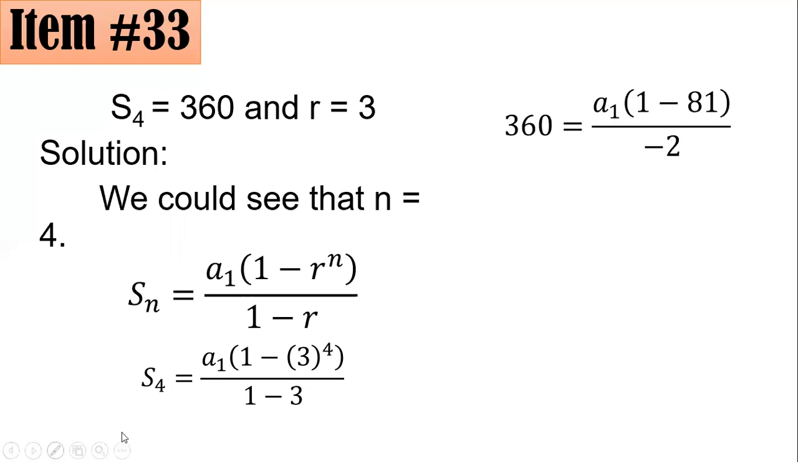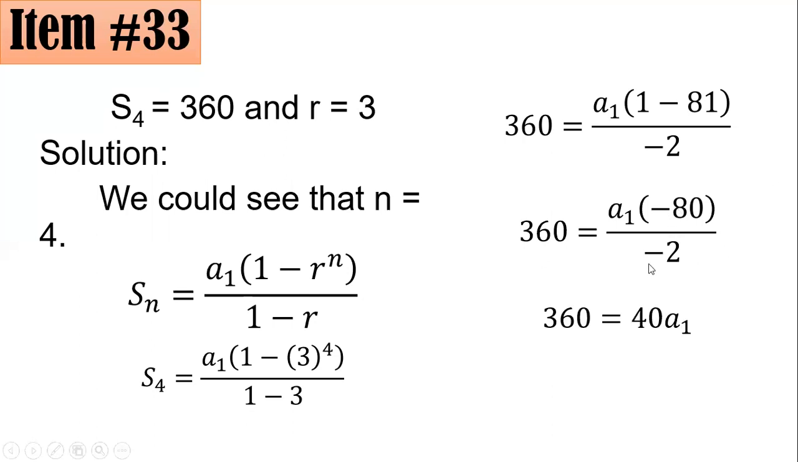So simplifying what's on the inside, this is A sub 1 times the quantity 1 minus b to the 4th, which is 81, all over 1 minus 3, or -2. You could see also further that the value of S sub 4 based on the given is 360. So it's here. So simplifying 1 minus 81 gives you -80. And the rest were copied.